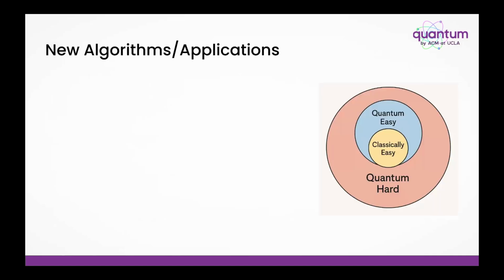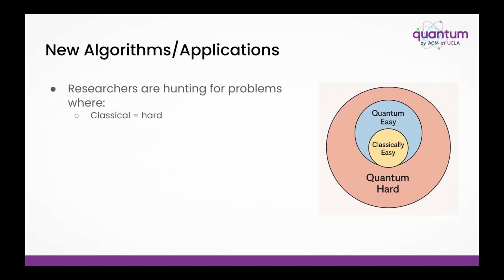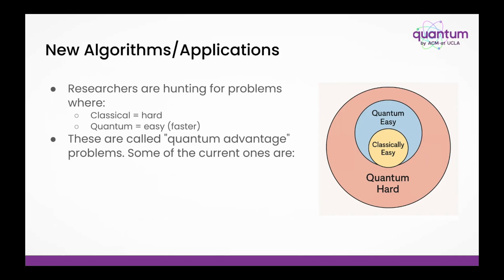Our fourth and most important area, in my opinion, is to figure out what kind of problems are actually useful to be solved by a quantum computer. So I would want you guys to focus on this Venn diagram on the right. Researchers are hunting for problems where it is classically hard, extremely hard for a classical computer to solve, but it is easy, in terms that it is faster and achievable, to solve that problem using a quantum computer. So these are called quantum advantage problems.